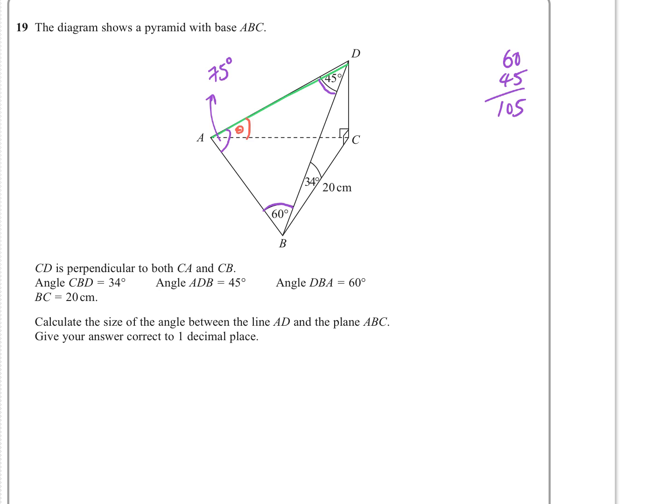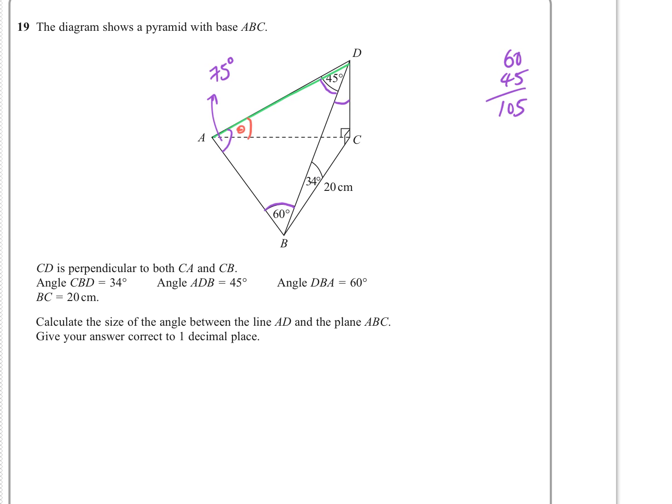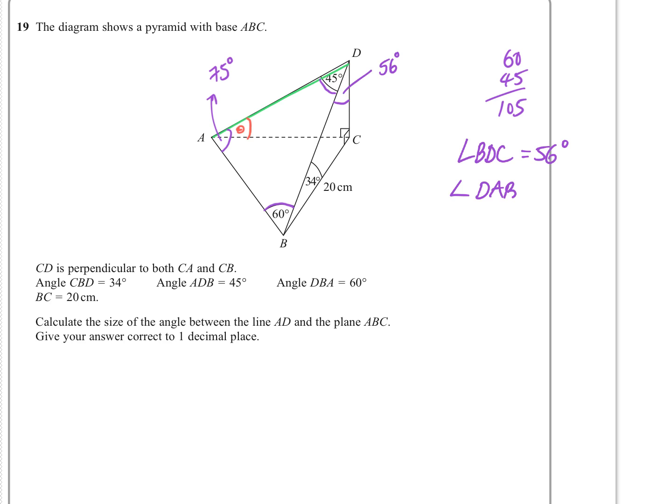And then I can see another right angle triangle here, BDC, and I know this is 90 because it's shown, and this is 34, so this angle here must be 56 degrees. Had to think there for a second. So 56 degrees. So what have we got? We've got angle BDC 56 degrees and angle DAB is 75 degrees.